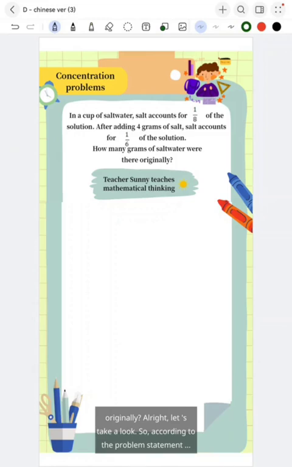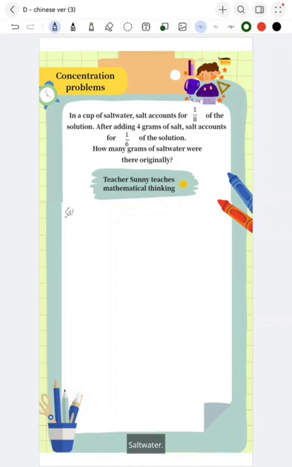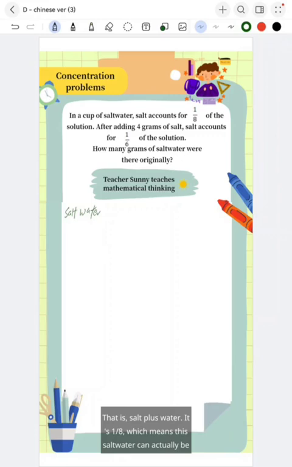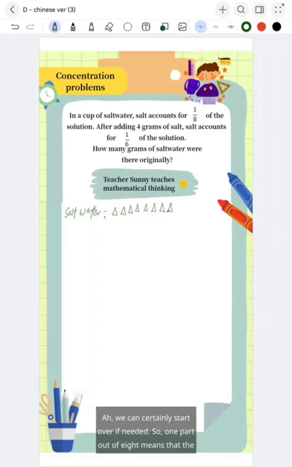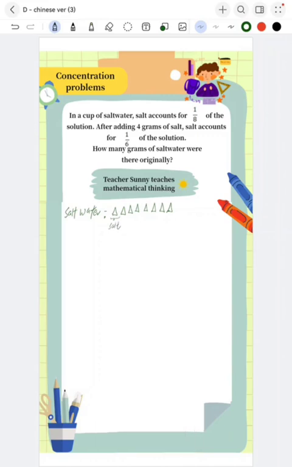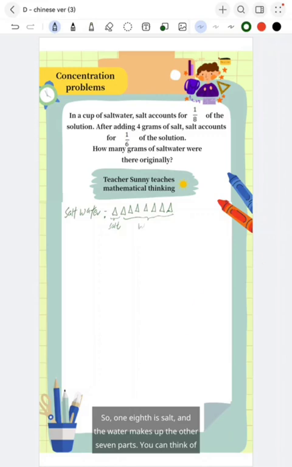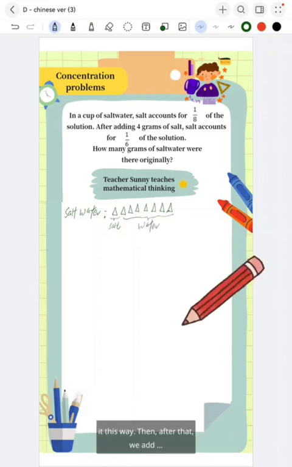So, according to the problem statement, salt water, that is to say, salt plus water, represents 1/8, which specifically means that this saltwater solution can be evenly divided into 8 perfectly equal parts. So 1 part out of 8 means that the salt takes up 1 part of the entire saltwater solution. So 1/8 is salt and the water makes up the other 7 parts. You can think of it this way.